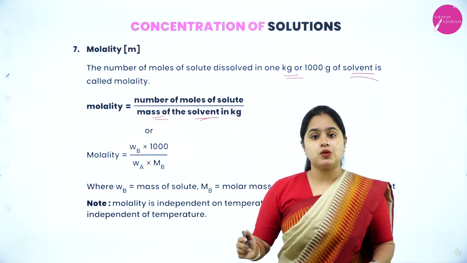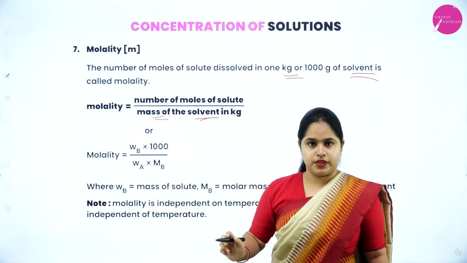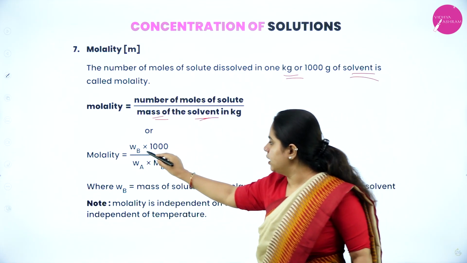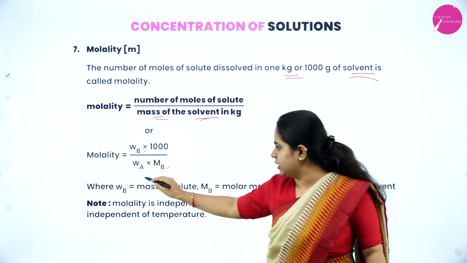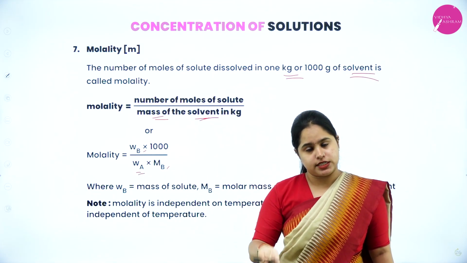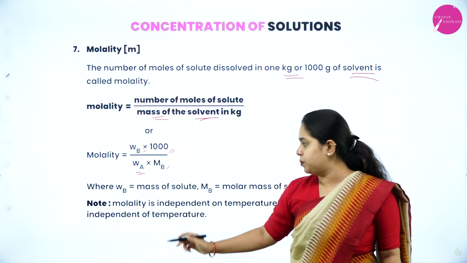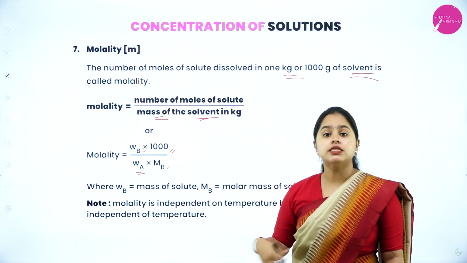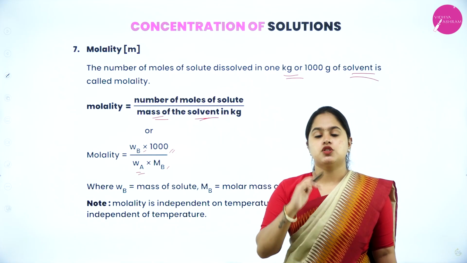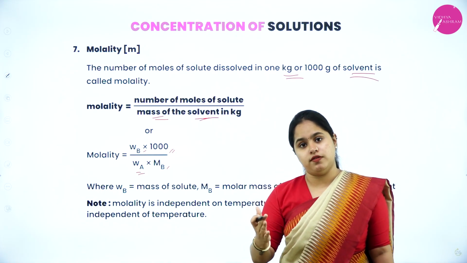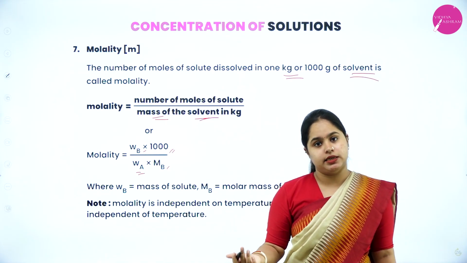So how can I write the equation like we have written in molarity? It will be WB by MB, that is number of moles of the solute, right? WB by MB. Now what else is there? Mass of the solvent in kg. That is WA. If it is given in grams, we have to multiply it by 1000. So where WB is the mass of solute, MB is the molar mass of solute and WA is the mass of the solvent. So you have to remember A is for solvent and B is for solute. Clear?